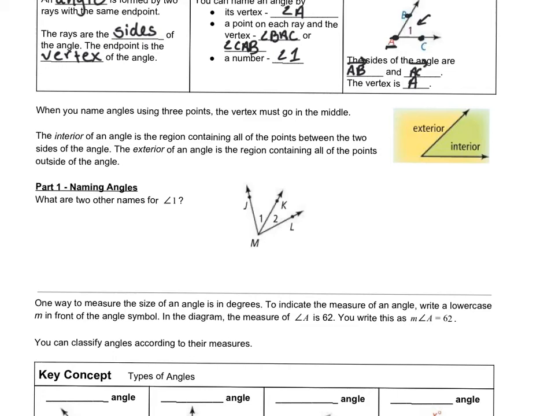In part 1, we're going to name the angles. It asks us what are 2 other names to name angle 1. Well, first thing I'm going to do is identify what angle 1 is, and angle 1 is this angle right here. Now, remember, we can name it by a point on each ray and the vertex. But if you look right here, the vertex must go in the middle. So we can name it angle JMK and angle KMJ.